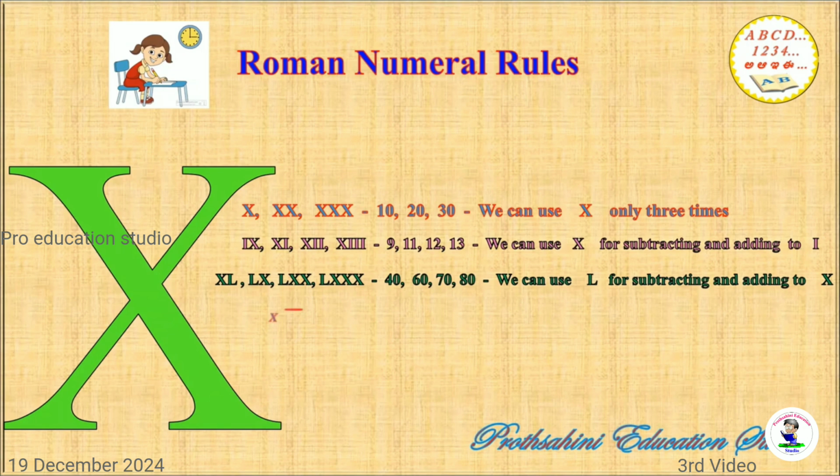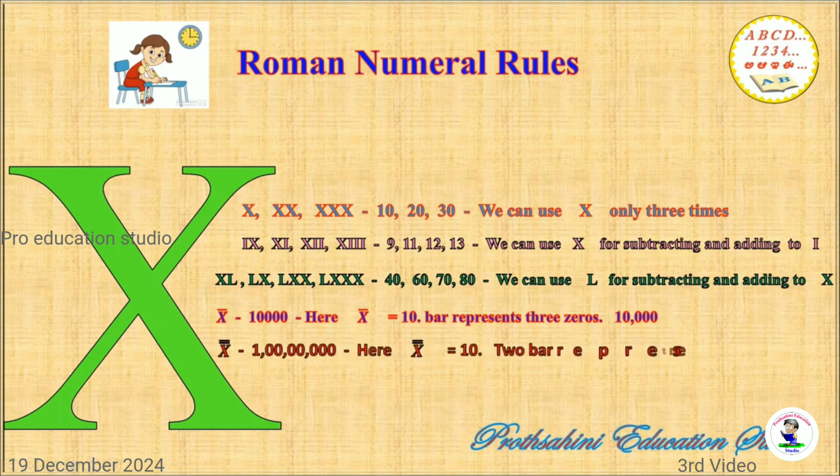Now we will go on to the next. It is X bar. Now you know what is meant by bar. Can you say, bar represents how many zeros? 3 zeros. Now we get 10,000. Here X bar is equal to 10, and bar represents 3 zeros, which is equal to 10,000.